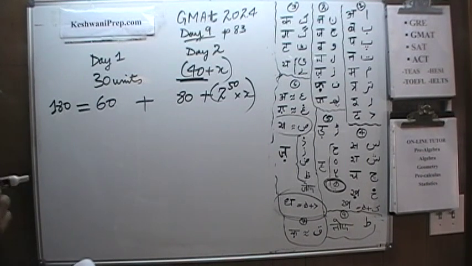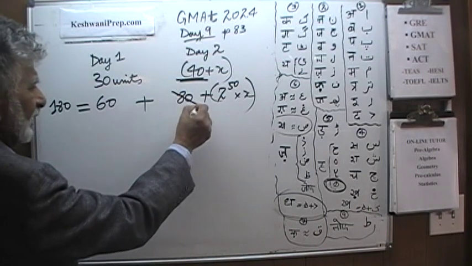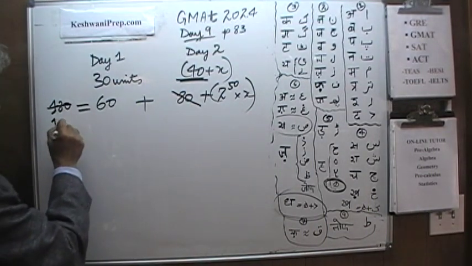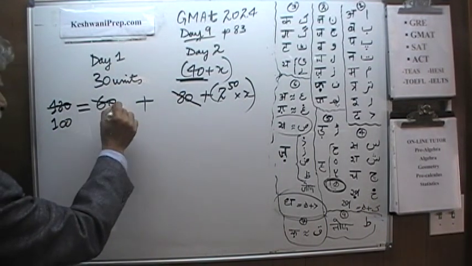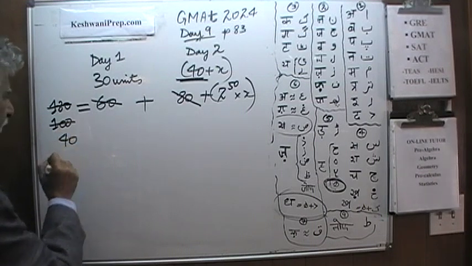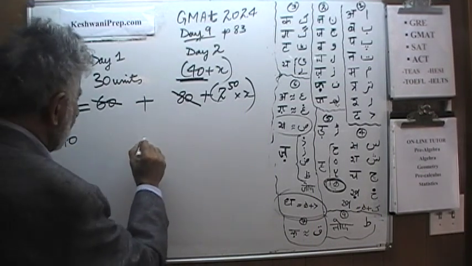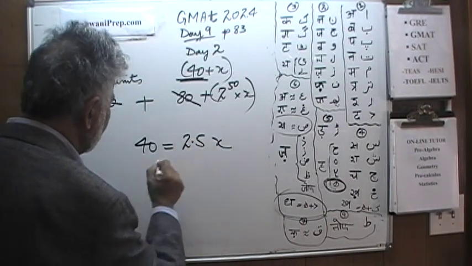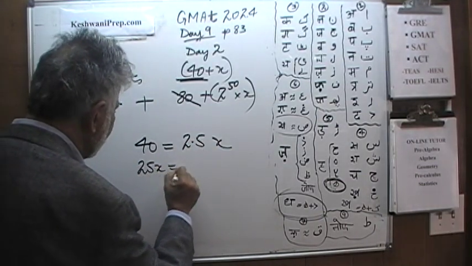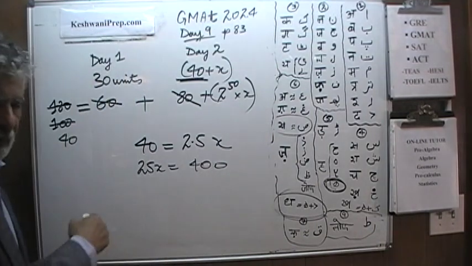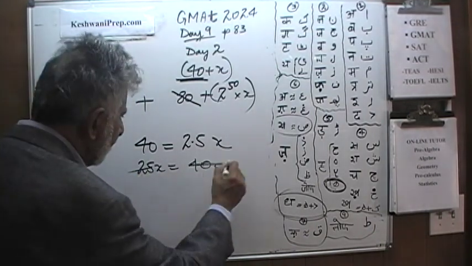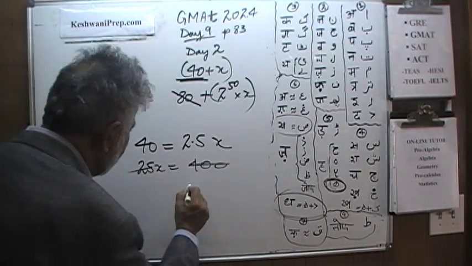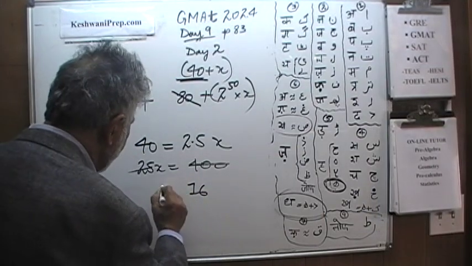Well, let's simplify it first before we do anything else. I see 80 here. Let's subtract 80 from both sides, so that becomes 100. I see 60 here. Let's subtract 60 from both sides, so that becomes 40. There we go. It's a very simple equation. 40 has to equal 2.5 times x, which means 25x must equal 400. Divide both sides by 25. 400 is made up of 25 times 16, so it's 16. There we go. X equals 16.